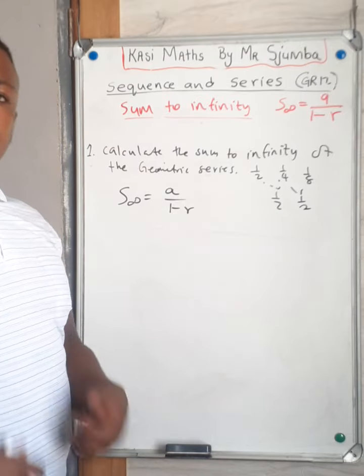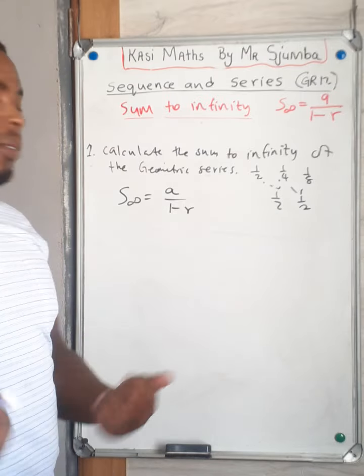Then we substitute. a is the first term, which is 1 over 2. Then 1 minus r is 1 minus half. So it's half divided by half, and the answer is 1. So with my examples, we have talked about convergent series.